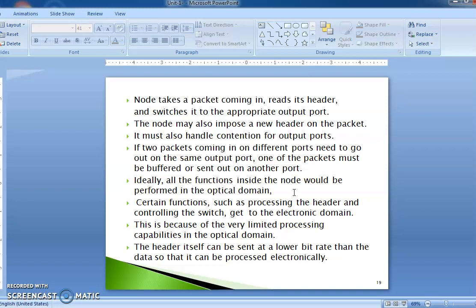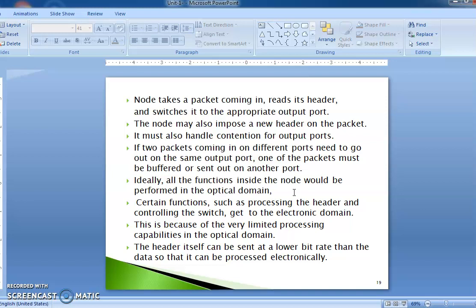It should also handle contention for the output ports. Suppose two packets from different ports are coming in and need to go out on the same output port, one of the packets must be buffered or sent out on another port. Ideally, all functions inside the node must be performed in the optical domain.